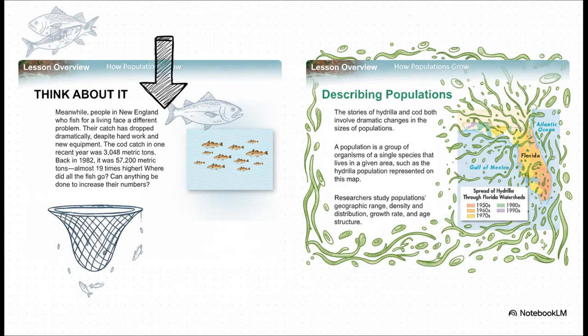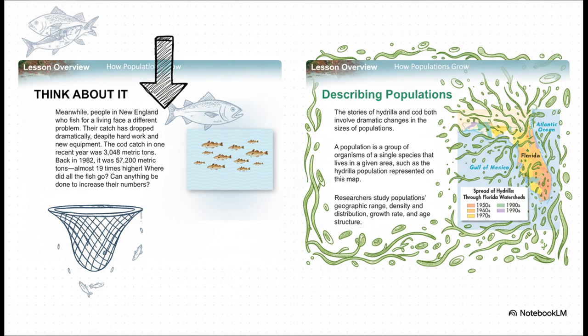Okay, let's just jump right in with two totally opposite stories. On the left, Atlantic cod. Back in 1982, the catch in New England was a whopping 57,000 metric tons. Fast forward to today, and that number has crashed to just over 3,000. That is a massive drop.